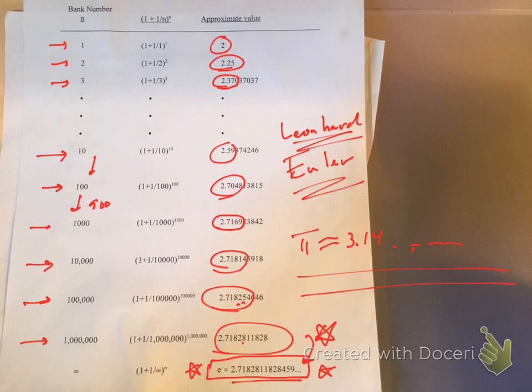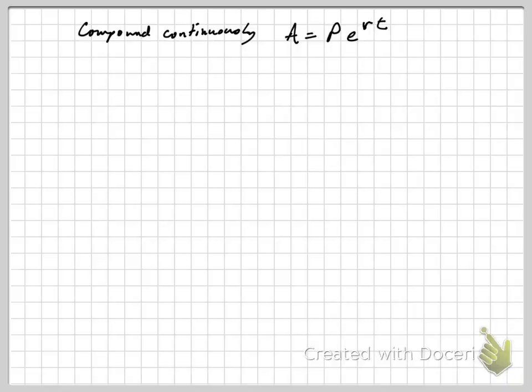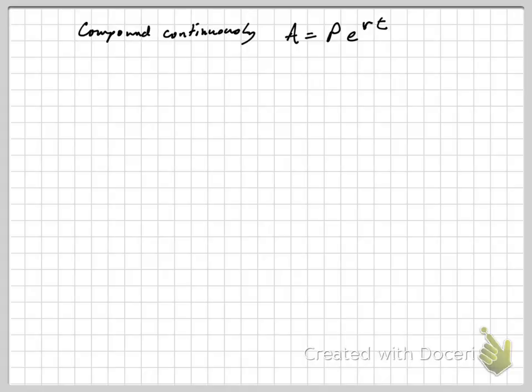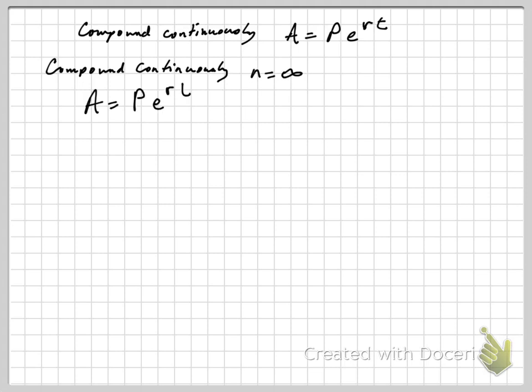So what does that mean as far as your formula for compounding interest? Let me write it down now. Let me check to see if I didn't go to the next one. Nope. Okay. So I just have blank slides from here on out. If you want to compound continuously, and that means n is equal to infinity, then the formula you have is A is equal to P times e to the rt power.